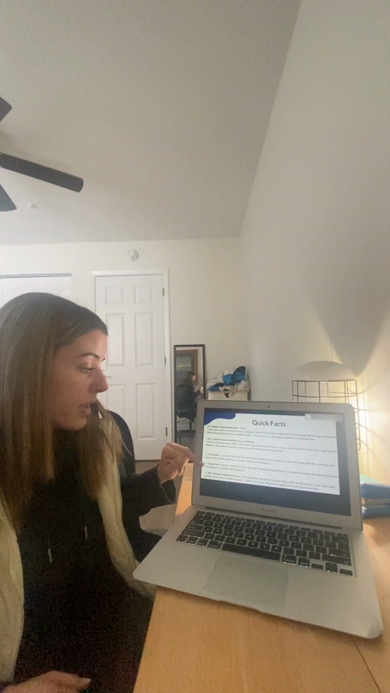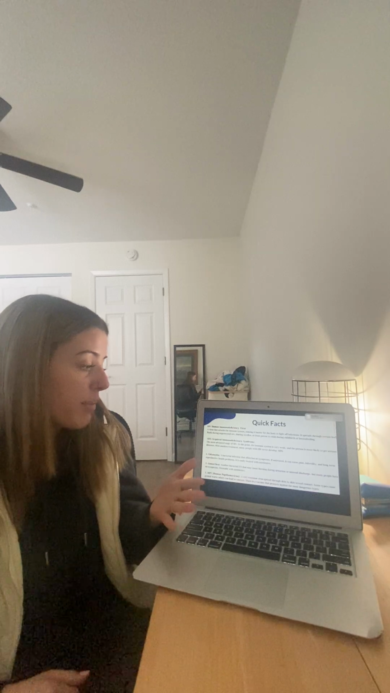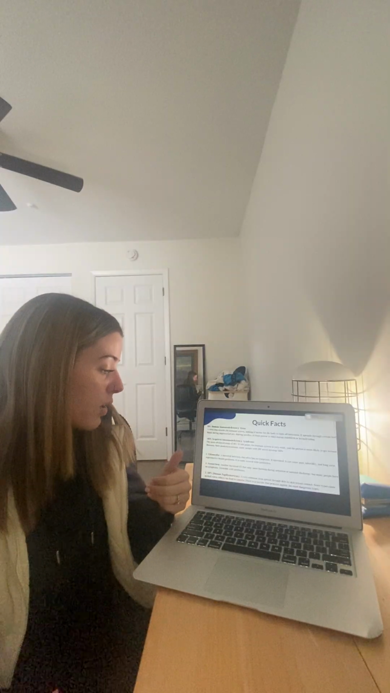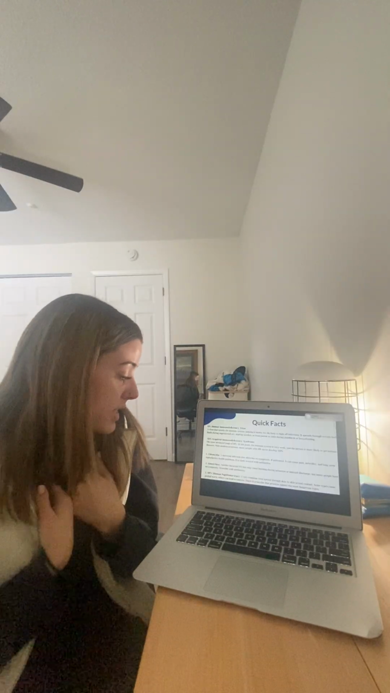Second would be gonorrhea. This is also a bacterial STI that may cause burning or unusual discharge, and many people also have no symptoms. So it's important that you're talking with your partners and getting screened for these, because that's probably one of the first ways you're going to know if you came in contact with it.